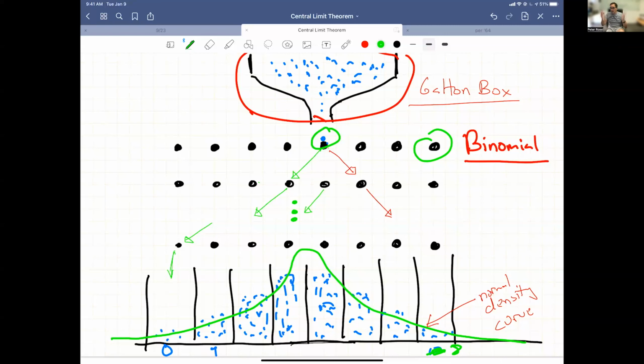If you drop enough balls, and you have enough bins, and you have enough rods, this thing will start to look as close as you'd like to the normal bell curve, as we all like to call it. Okay, so that's one way of understanding.